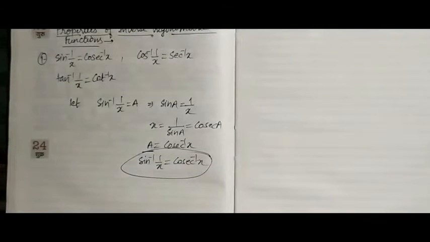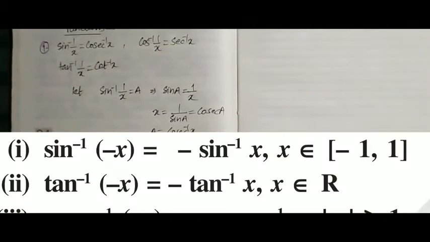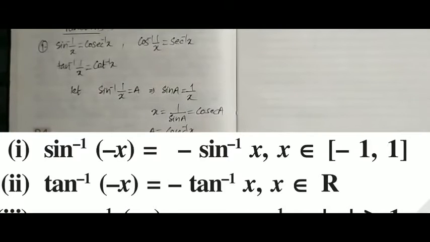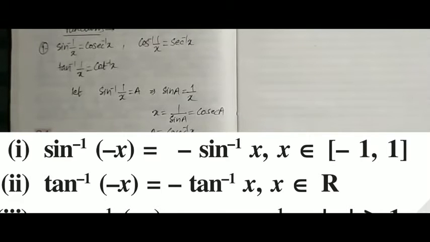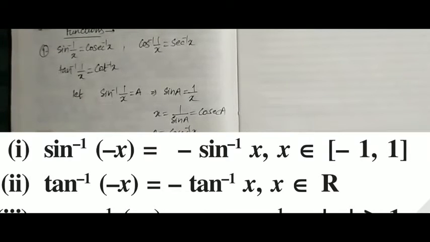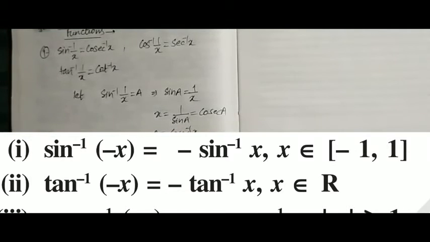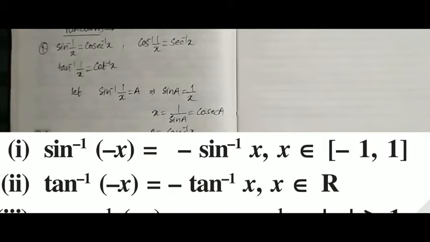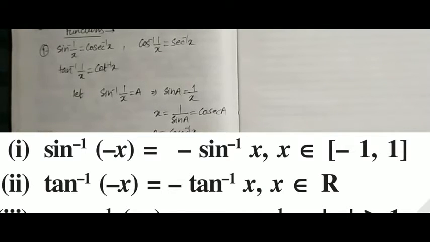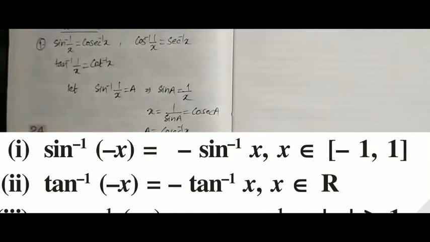Now it is time to derive the second type of formula. Like I have already told you, sine inverse minus x equal to minus sine inverse x, and similarly tan inverse minus x equal to minus tan inverse x, and cosec inverse minus x equal to minus cosec inverse x. They all have the same process to derive.